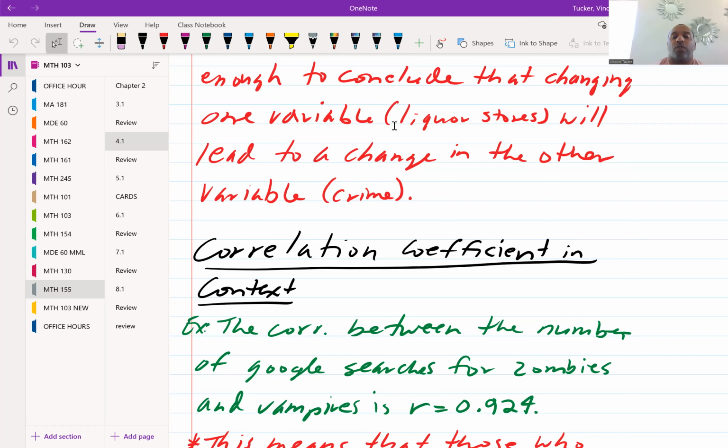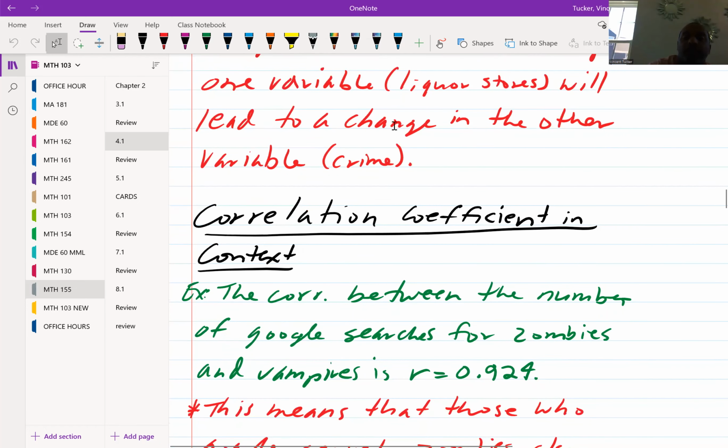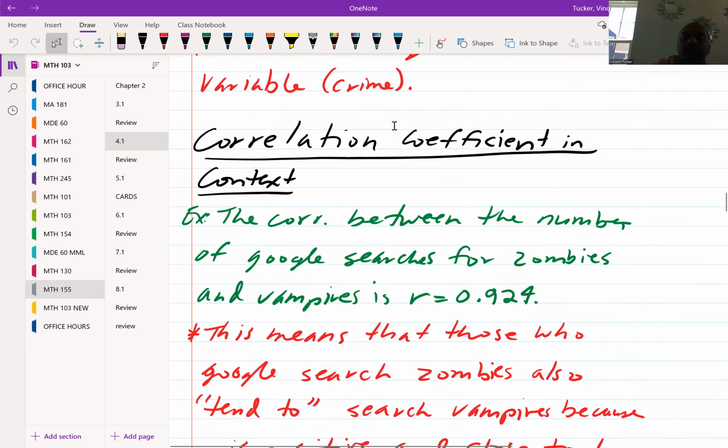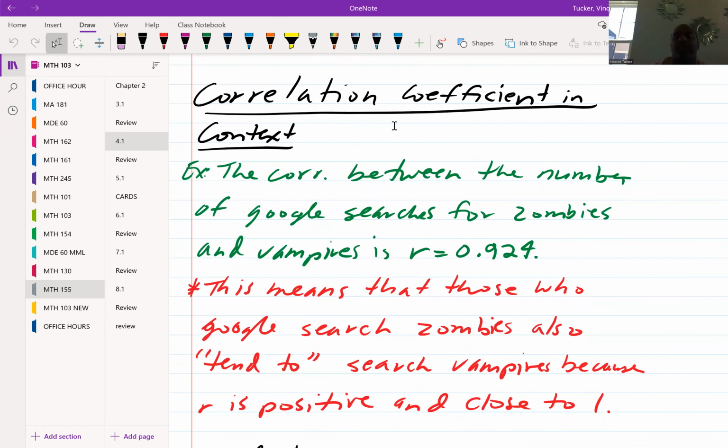All right. So, correlation coefficient in context. The correlation between the number of Google searches for zombies and vampires is R equal to 0.924. This means that those who Google search zombies also tend to search vampires, because R is positive and close to 1. So that's the correlation there.